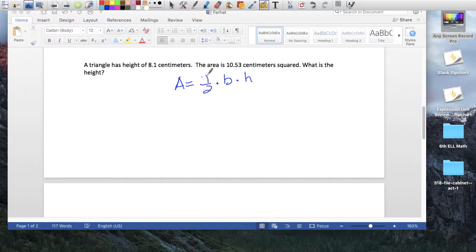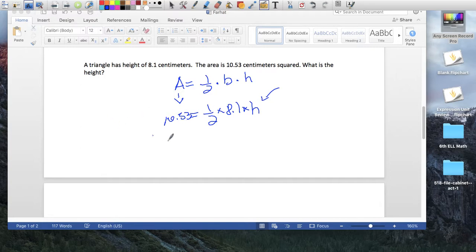We're not finding the area, we're trying to find the height. So this h is going to stay the same. Everything else is going to change a little bit. Half stays the same, and instead of b, I'm going to write 8.1. So half times 8.1 times h, and all that should equal the area, which is 10.53. So what number can I put in here so that when I multiply half times 8.1 times that number, it gives me 10.53? That's our job.